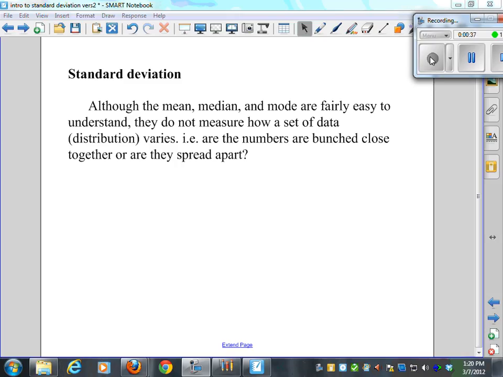So it says here, although the mean, median, and mode are fairly easy to understand, they do not measure how a set of data or a distribution varies. And when I say varies, what I mean is, are the numbers bunched close together, or are they spread apart? Are the numbers all consistent, or are they spread apart? And that's the big idea.